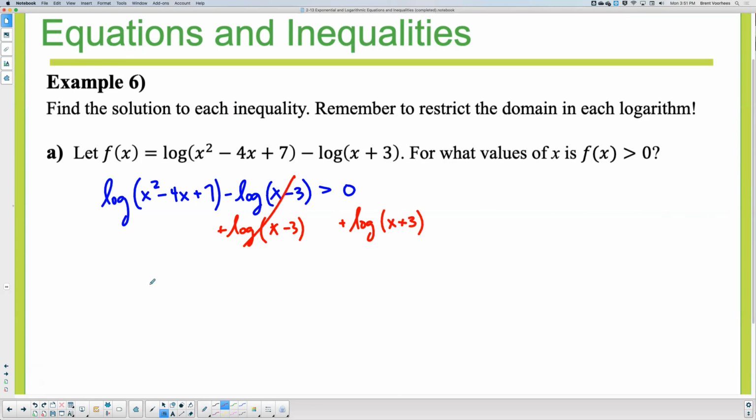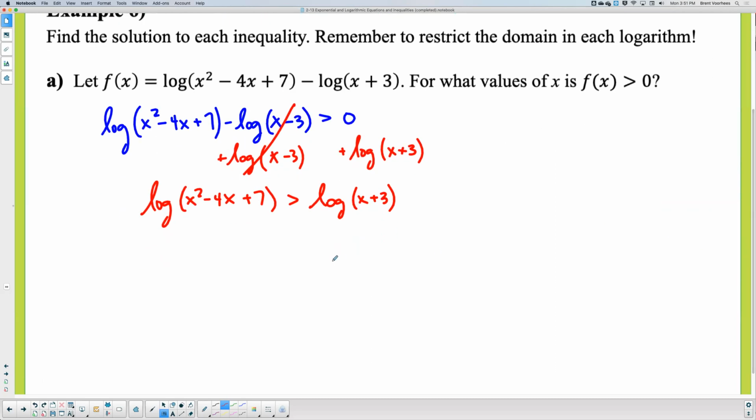So this will make us have log of x squared minus 4x plus 7 is greater than log of x plus 3. And now I can use the one-to-one property. That's what I'm doing, the one-to-one property. And so that will tell us that x squared minus 4x plus 7 has to be greater than x plus 3.